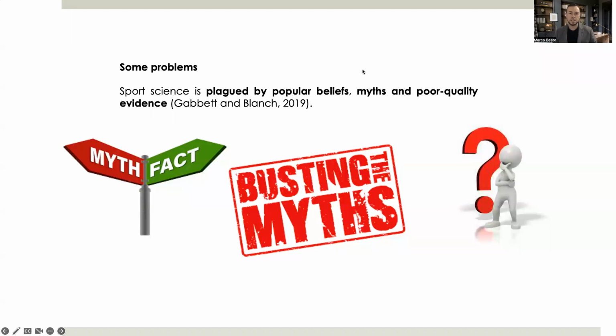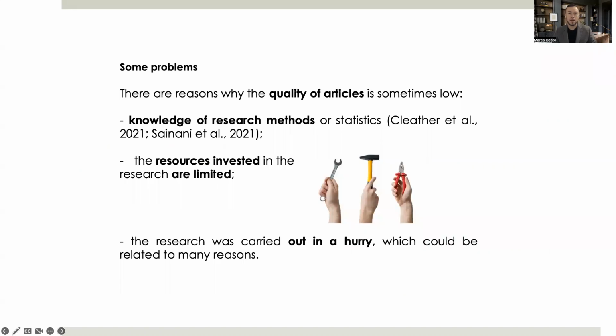However, sports science is affected by popular beliefs, myths, and poor quality evidence. To contrast the spread of this low quality evidence, we need to increase the quality of our research. But what are some of the reasons why the quality of our articles in sports science is sometimes low? I have reported here some of the reasons for this problem.